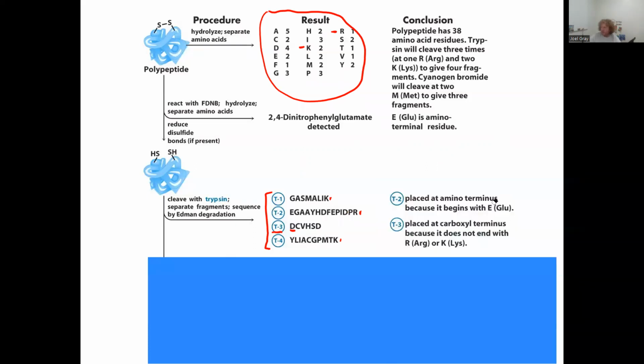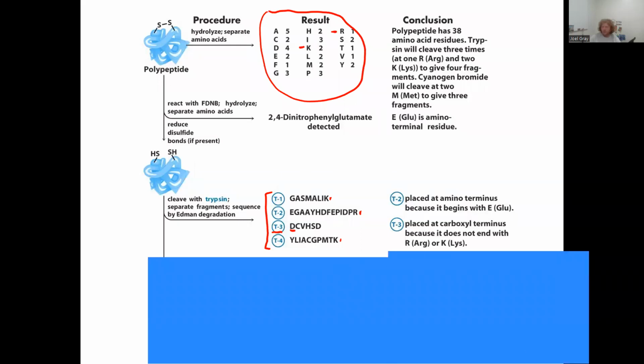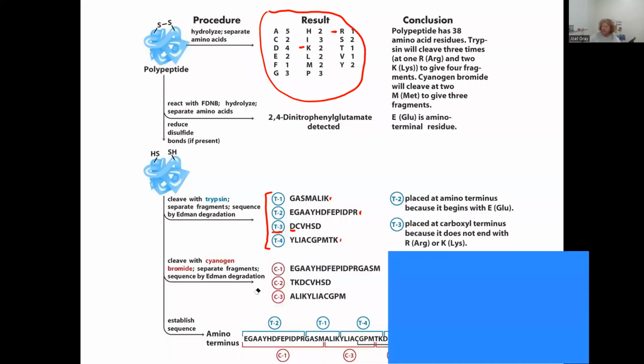And when we do that, we are going to use the chemical cyanogen bromide. And that chemical is going to give us the following results. Cyanogen bromide is a chemical that is going to cut after methionine. And when cyanogen bromide cuts after methionine, that means we've got two peptides that end with M. Then we also have this C2 peptide that ends with TK-DCVHSD. Oh, DCVHSD. That's what we saw with T3.